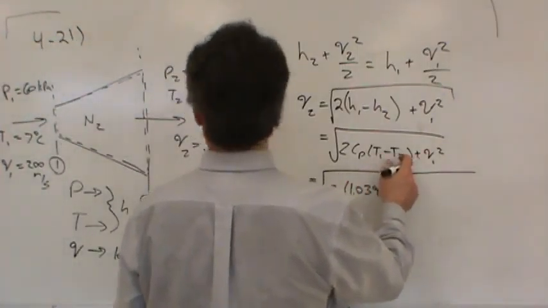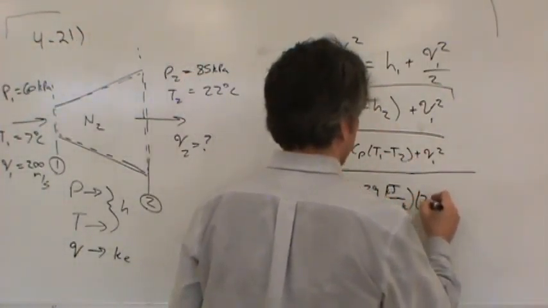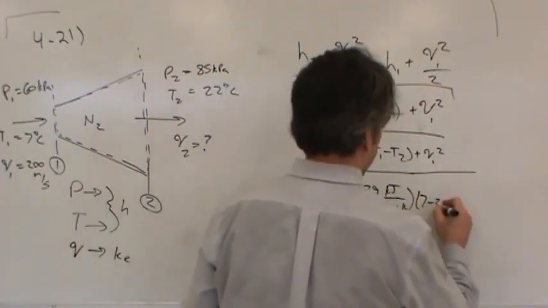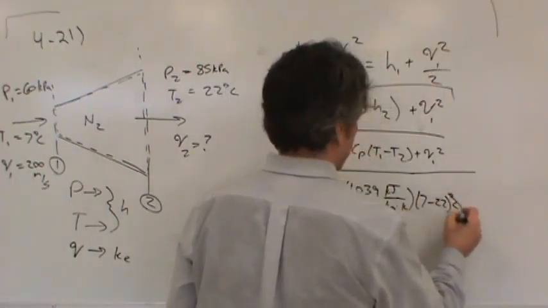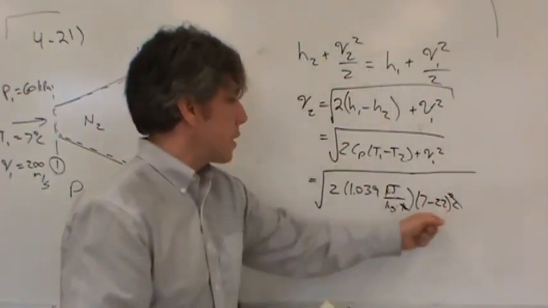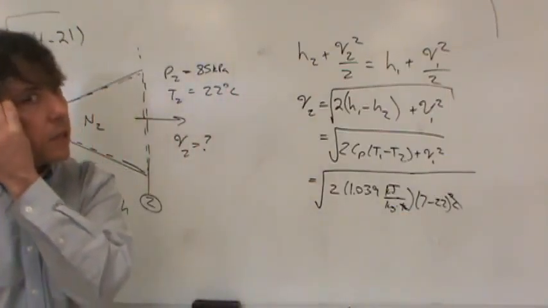T1 less T2 would be 7 degrees Celsius less 22. I'll put the temperature units out here. Now, the degrees Celsius I'm crossing off with Kelvin. How come I can do that?